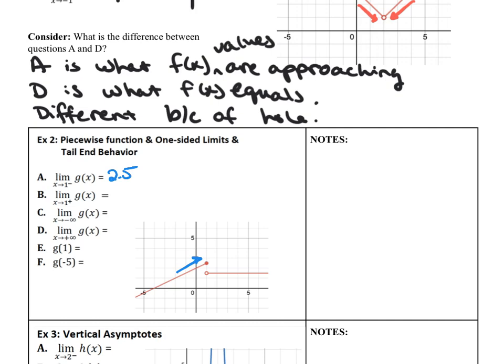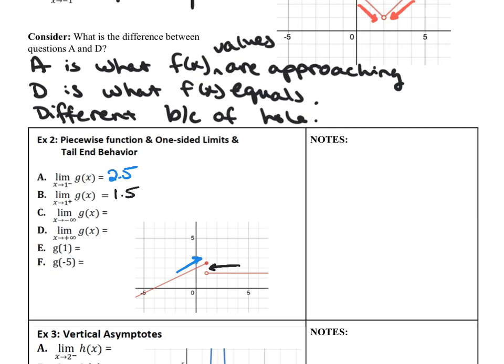When we approach the limit as x goes to 1 from the right, then we're coming from the right side towards x equaling 1, and our g of x function is now approaching 1.5.